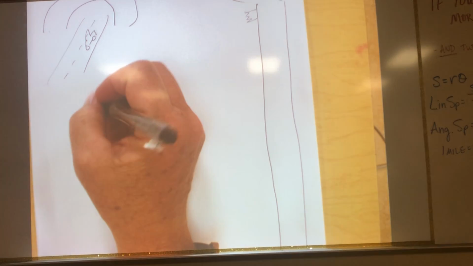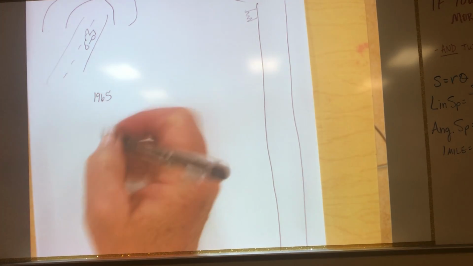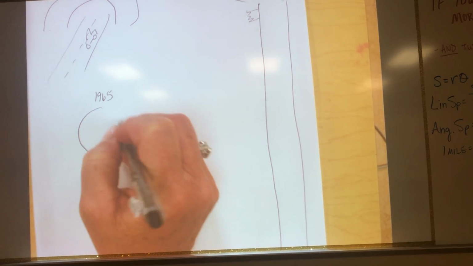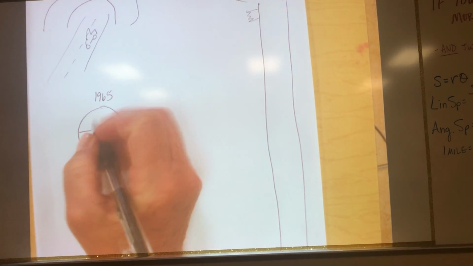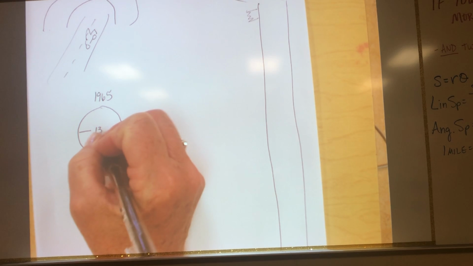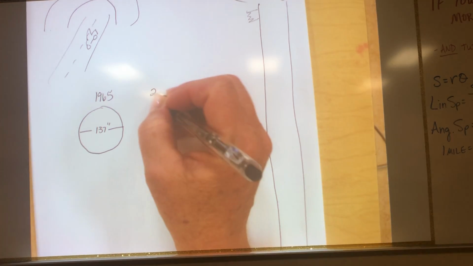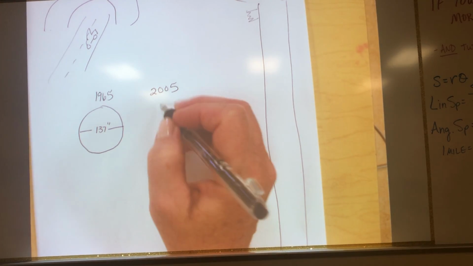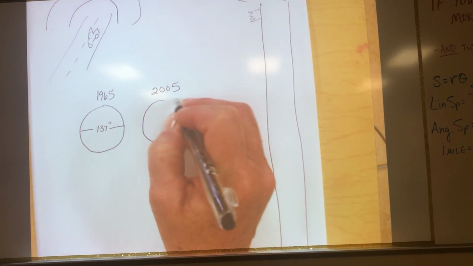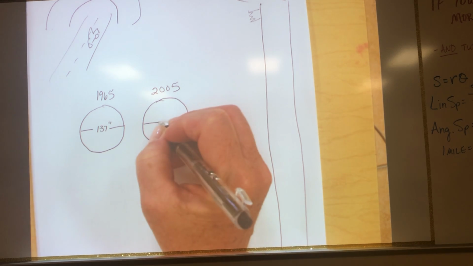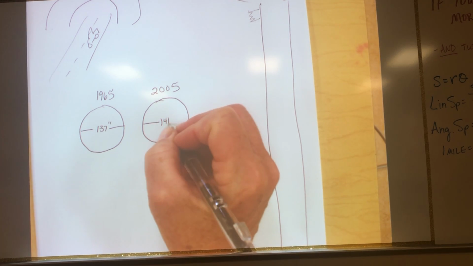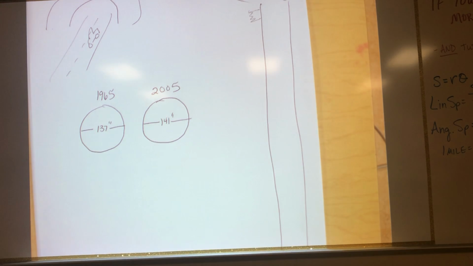That in 1965, they measured this sequoia and he was 137 inches across. Okay, 137 inches across. And then in 2005, they measured that same tree, and now he is 141 inches across.